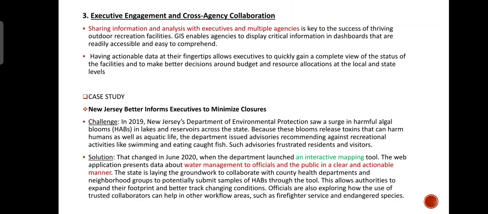And the solution: that changed in June 2020 when the department launched an interactive mapping tool. The web application presents data about water management to officials and the public in a clear and actionable manner.